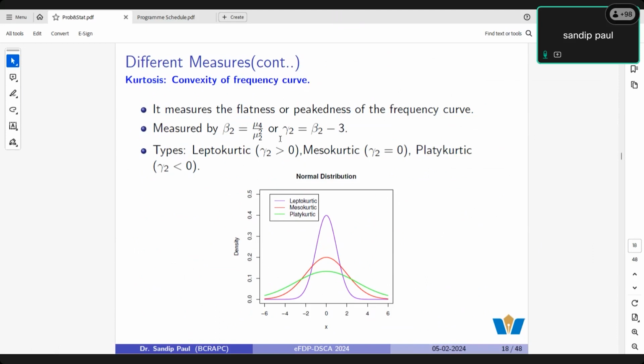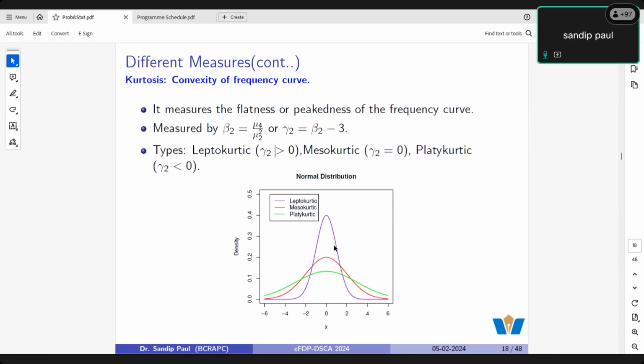Kurtosis can be measured by finding the ratio of mu4 and mu2 square. That means if we find the moments mu4 and mu2, and consider this ratio, this will be a measure of kurtosis, or we can define the kurtosis by another parameter. It is gamma 2 equal to beta 2 minus 3.